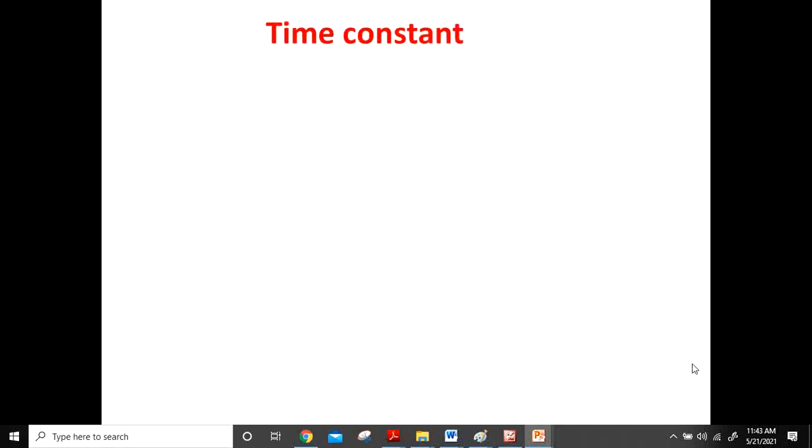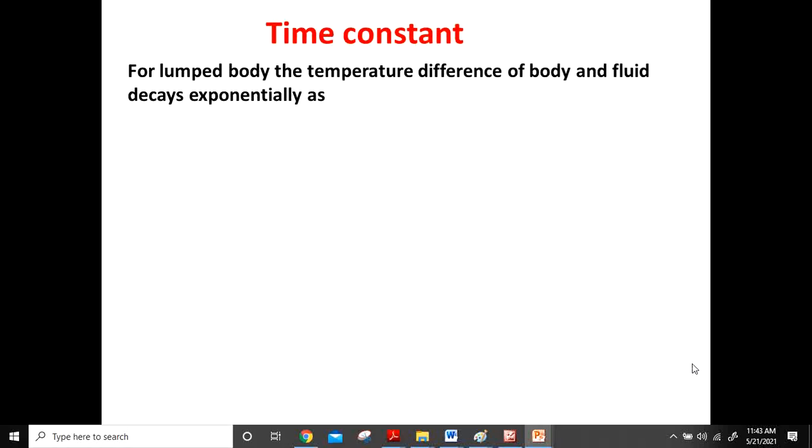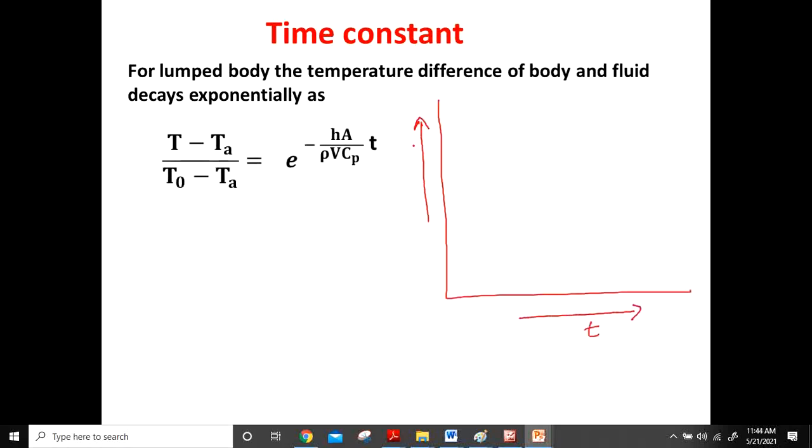You can write down the time constant. Let me explain what we mean by the time constant. For a lumped body, the temperature difference between the body and the fluid decays exponentially. This is the time, this is the temperature. For cooling, the temperature varies with respect to time as an exponential term.